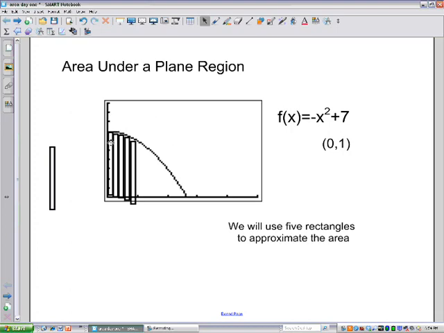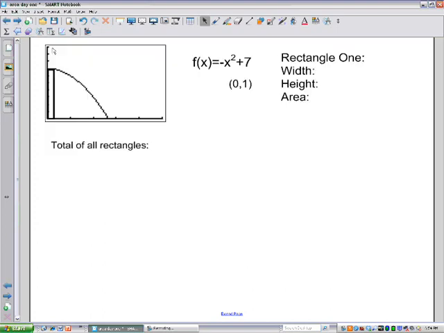Okay, so we're going to use 5 rectangles. We're going to figure out the area of each one of those rectangles, and then we're going to add them up, and we're going to see what happens. Right away you could probably tell that it's not going to be completely accurate because we've got some gaps here and there. Okay, so let's continue and see how this works. All right, since I've got 5 rectangles between 0 and 1, all of my rectangles are 1/5 wide.